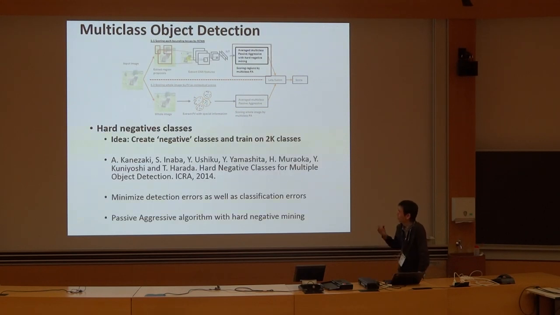For the object detection, hard negative is very, very important. Our core idea is to create negative classes and train on the 2K classes. This method is to minimize the detection errors as well as classification errors. And our method is based on the passive aggressive algorithm with hard negative mining.